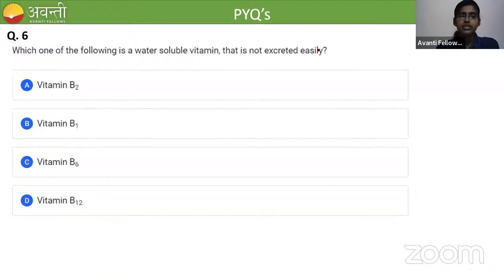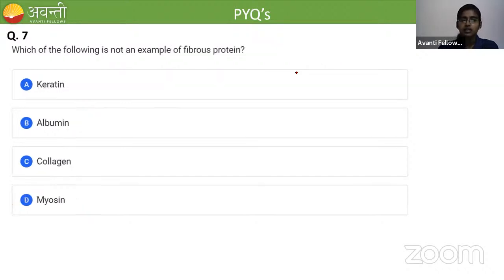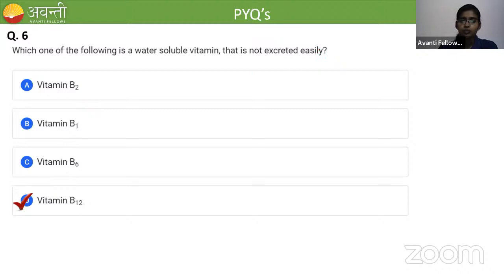Yes. So coming to question 6. Which of the following is a water-soluble vitamin that is not excreted easily? All the vitamins you can see in the options are B group complex only, but there is an exception, right? Which is not excreted easily. All the B group and C group vitamins are excreted through urine easily except one. So what is that one exception? It is vitamin B12. Okay. So that is the exceptional case under B group vitamins. Got it?